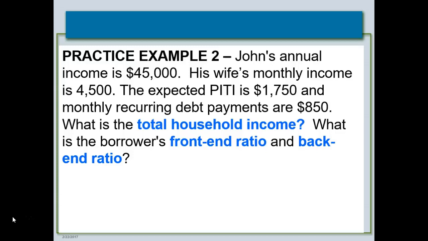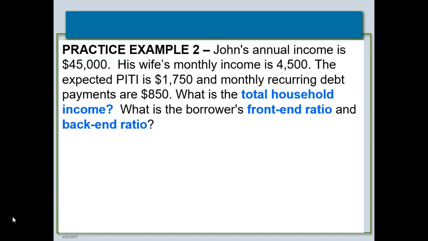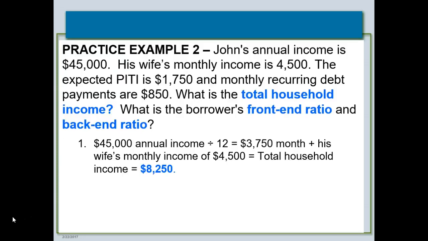What do you need to know if you're calculating the ratios? You're supposed to already know the answer to that question. So figure out their household income, their front end, and their back end. I'll let you know when I'm ready for the answer. So what's their household income? Because if that's wrong, everything else is wrong. 8250.